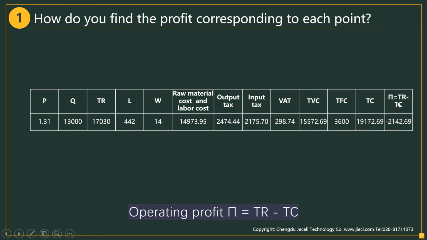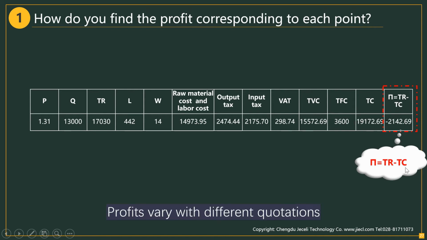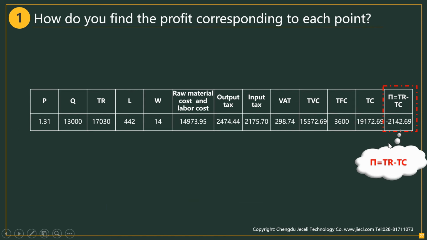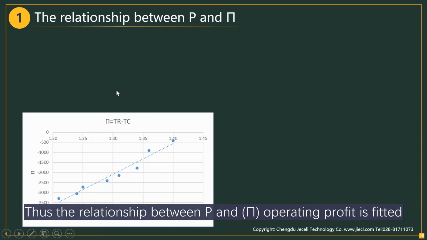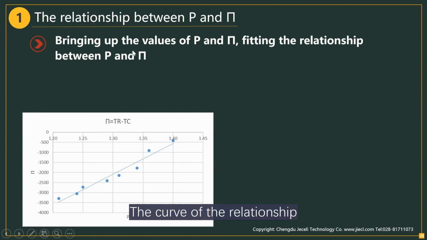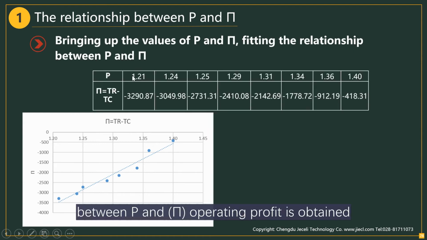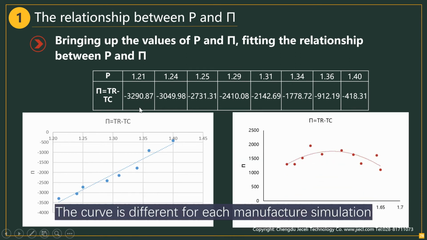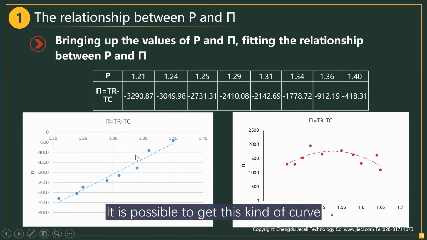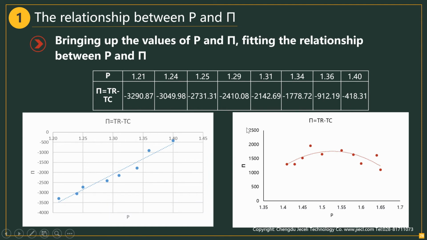Operating profit is equal to TA minus TC. Profits vary with different quotations. Thus the relationship between P and operating profit is fitted, and the curve of the relationship between P and operating profit is obtained. The curve is different for each manufacturer simulation. It is possible to get this kind of curve.